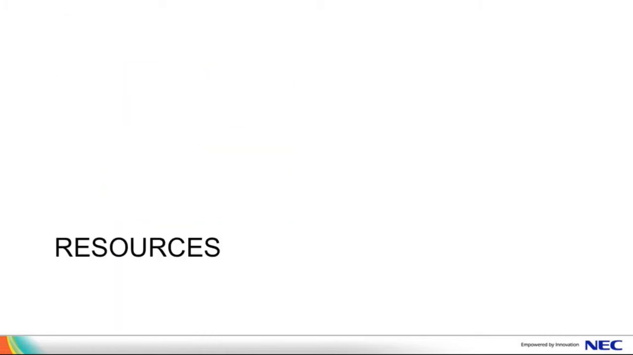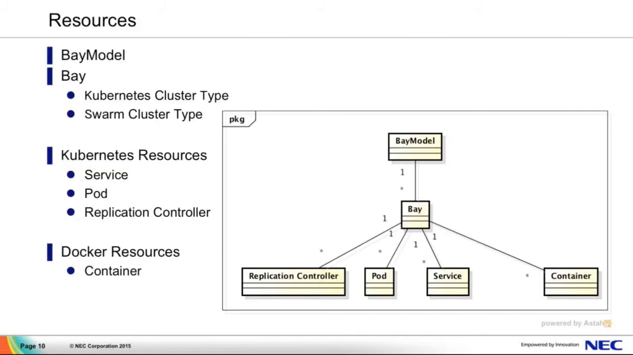And then about resources. Magnum has some own resources to manage container management tools and containers. They are Bay model and Bay, and service, pod, replication controller, and containers. The first about Bay model. Bay needs a lot of parameters to build, so Bay model makes it easy to build.